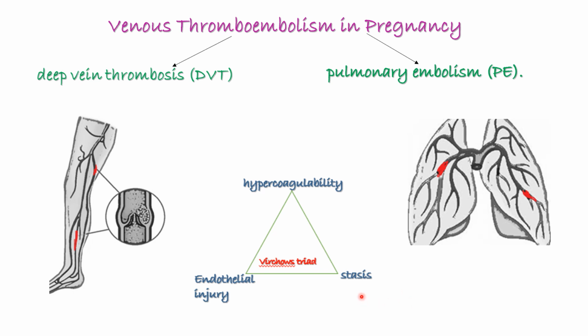The next is stasis. This is when you have abnormalities in blood flow. And then endothelial injury. This is when you have damage to the inner lining of the blood vessel, and this can occur during surgery, during physical trauma, and for example in the insertion of intravenous catheters.